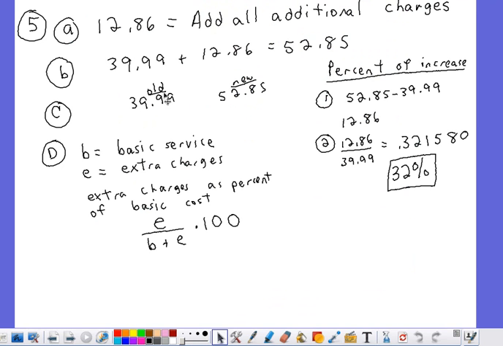Okay, my old value is $39.99. That's the basic services. Your new value is $52.85. You just got to find the percent of increase from this value to this value. Basically, you take the difference, divide the difference by the original number, change to a percent. That's it.